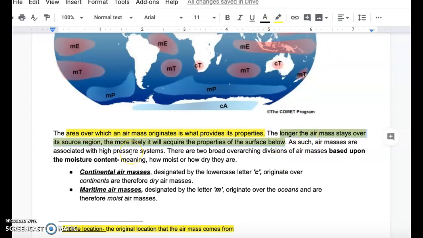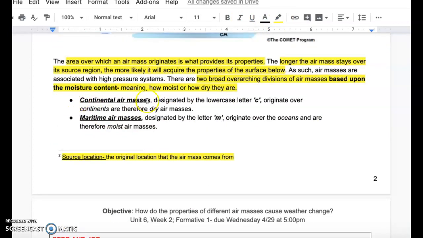As such, air masses are associated with high pressure systems. There are 2 broad, overarching divisions of air masses based upon their moisture content, meaning how moist or dry they are. I'll highlight that. Continental air masses designated by the lowercase c, I'm going to highlight the little c, originate over continents, like land, and are therefore dry air masses. Maritime air masses designated by the letter M originate over oceans and are therefore moist air masses.